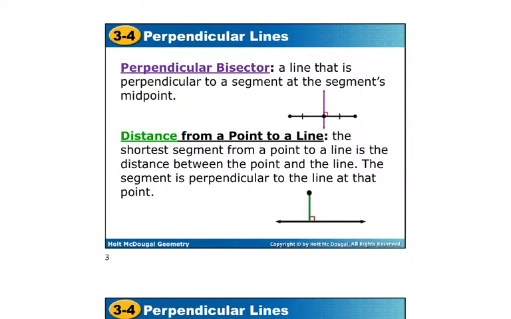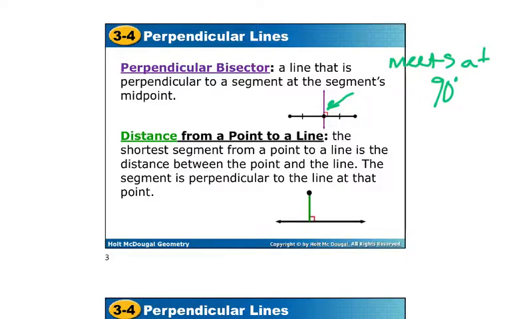In 3-4 here, our official definition of a perpendicular bisector is a line that's perpendicular to a segment at the segment's midpoint. Super. So we have talked about bisector already, but this is going to be specifically a perpendicular intersection. So you can see here that we have the 90-degree block in there because perpendicular means meets at 90 degrees. And so that's why that little box is there, to indicate that that's happening.